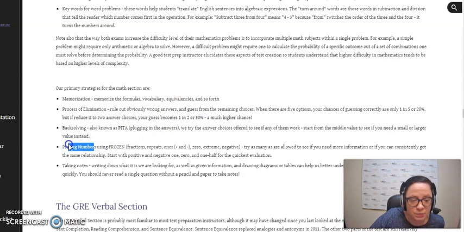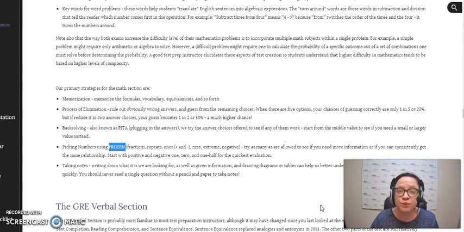The fourth strategy is picking numbers using FROZEN. You try to plug in numbers of your own that are relatively simple to calculate, such as fractions like 1/2, 1/3, repeats of any numbers that appear in the question itself, like if the number 12 is in the question, you try to plug in 12, ones, +1 and -1, 0, extreme values. I like 100 is a good round number to use as an extreme value, and try numerous calculations with that. And of course, some other negative numbers such as -3 or -5.